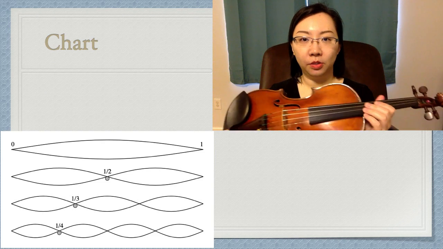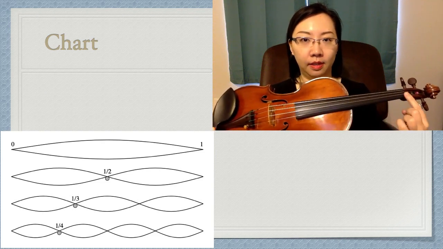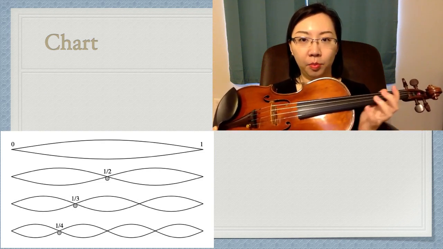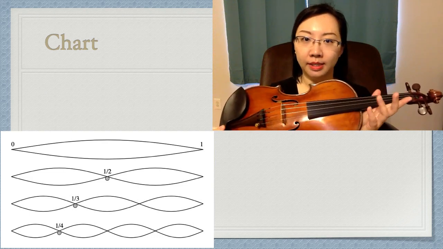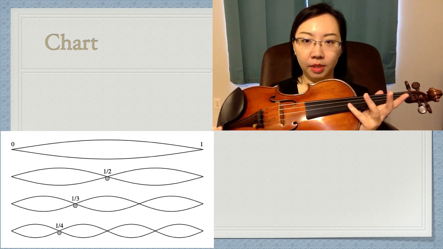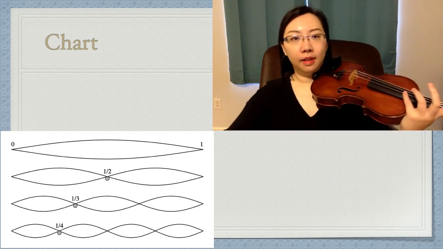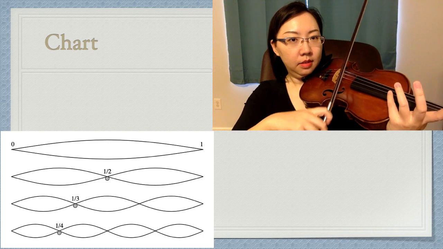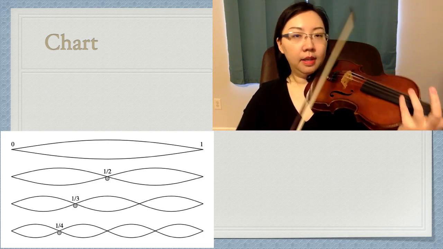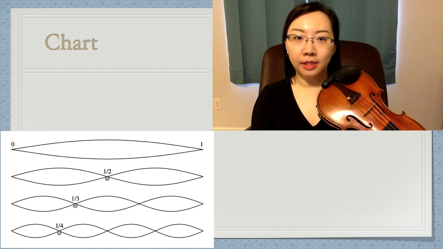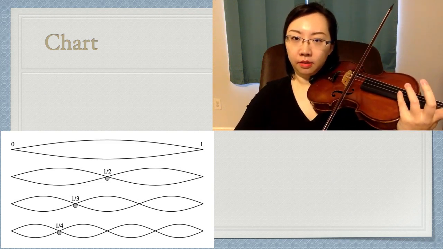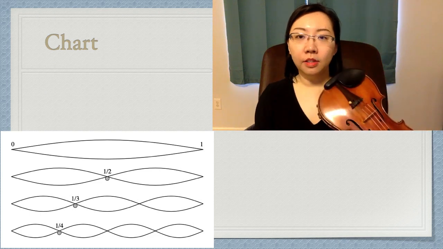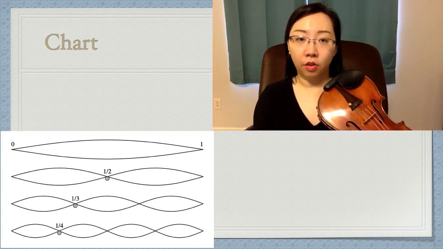If I divide my string in half, and a half press means lightly touching the string without fully pressing my finger, right in the middle of the string, it is an A, which is an octave higher than the original note. It is the second harmonic, and the hertz is 880.